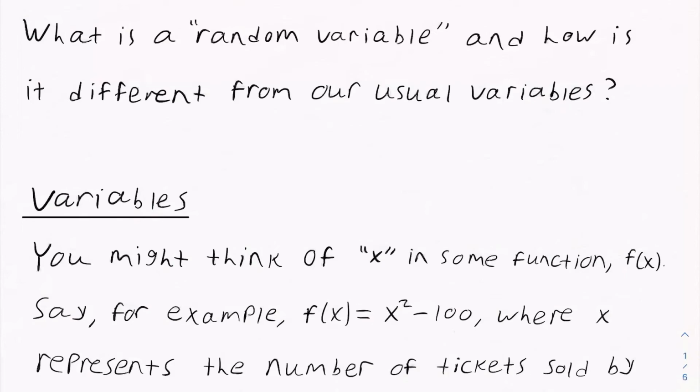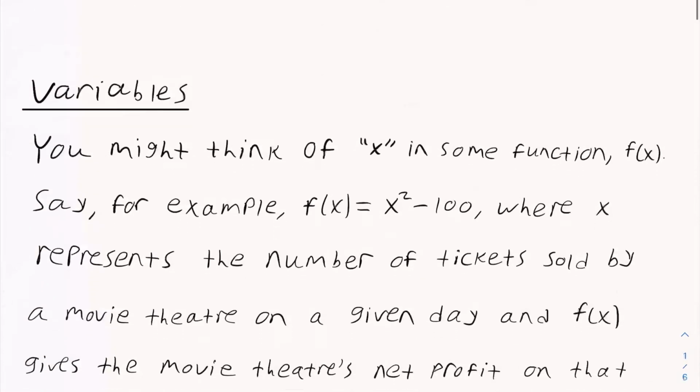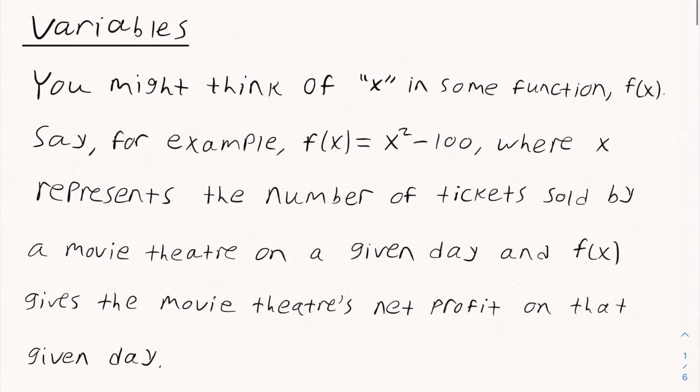And really, again, what we're after is, what is the difference between a so-called random variable and our usual everyday variable? So with our usual everyday variable, you might think of some x in a function f of x. So for example, say we have f of x is equal to x squared minus 100, where maybe x represents the number of tickets sold by some movie theater on some given day, and then f of x gives the movie theater's net profit on that given day.